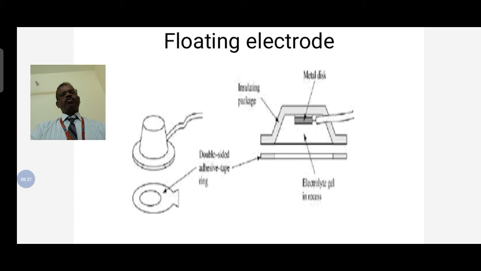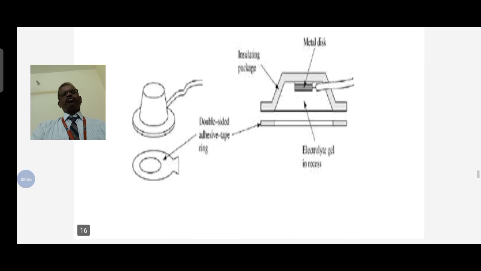Insulating package is available, a metal disc is available, and electrolyte gel is applied in this type. This is the double-sided adhesive tape ring. This structure is available at the left side corner. Okay, this is the construction of the floating electrodes.